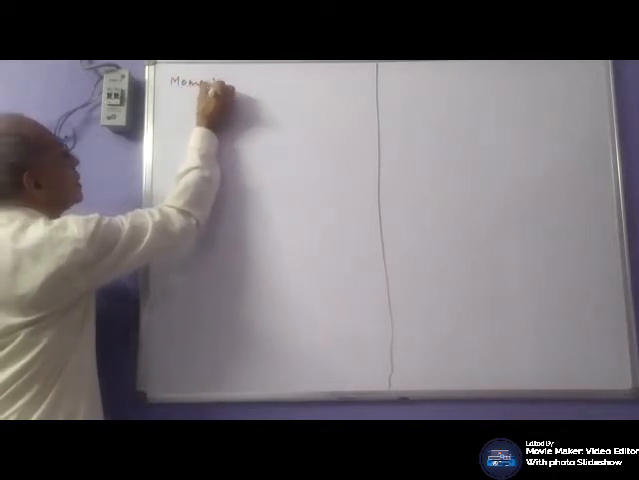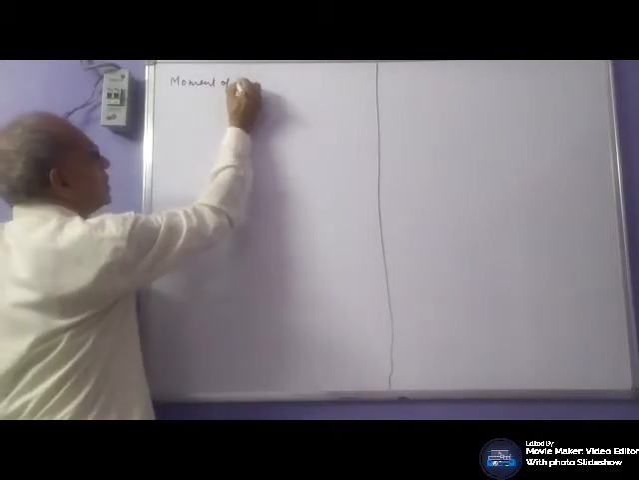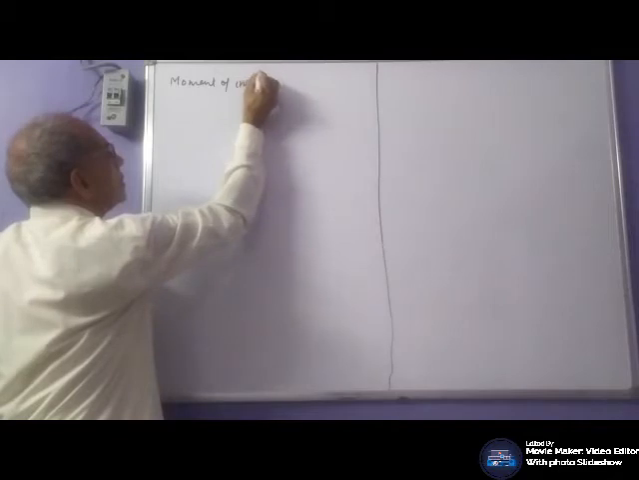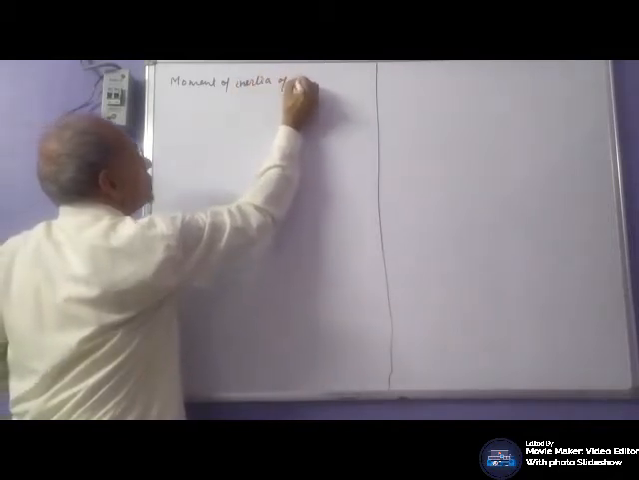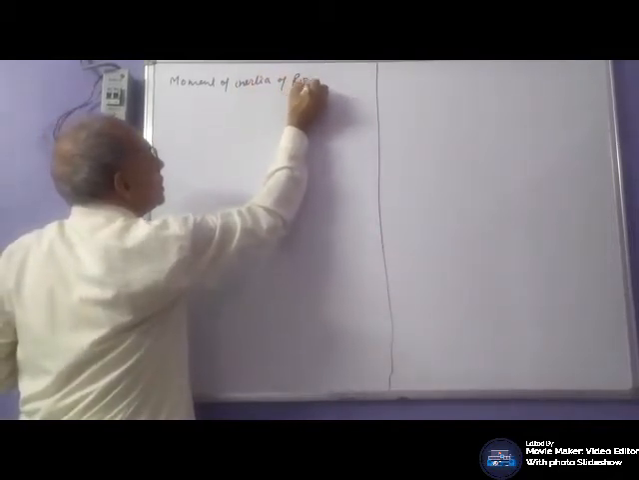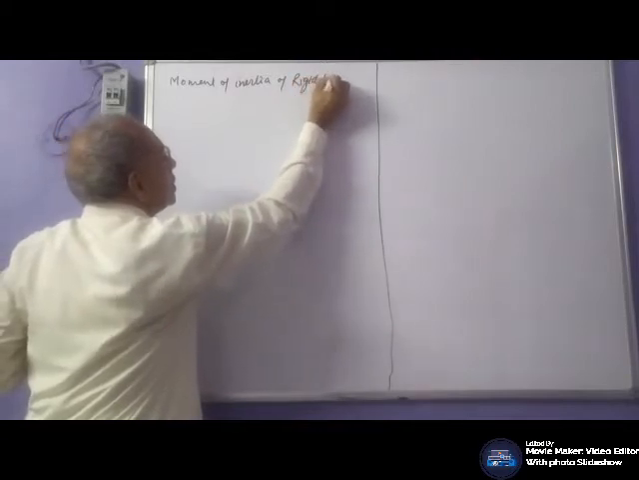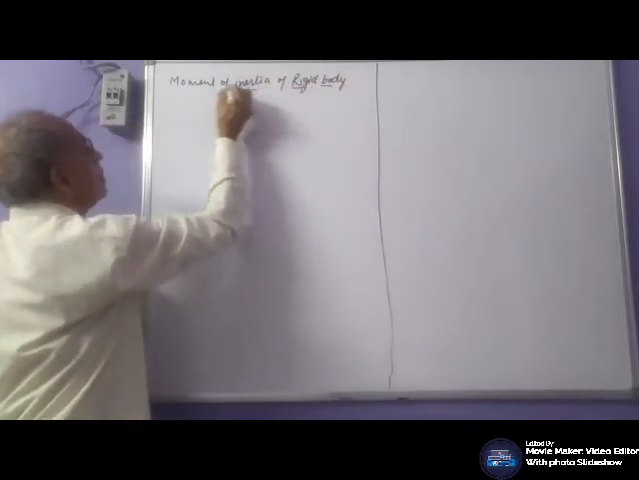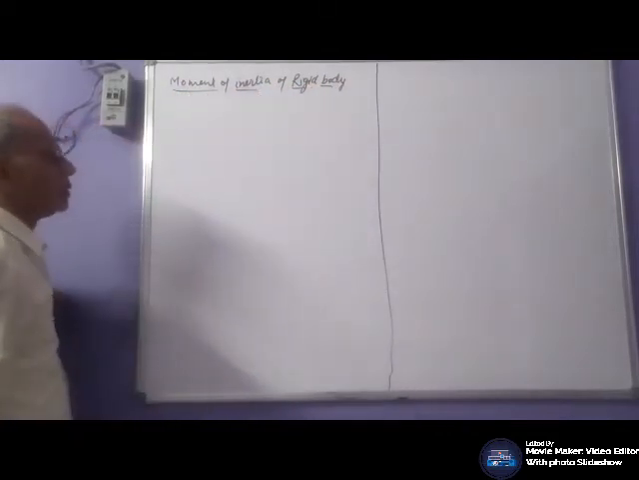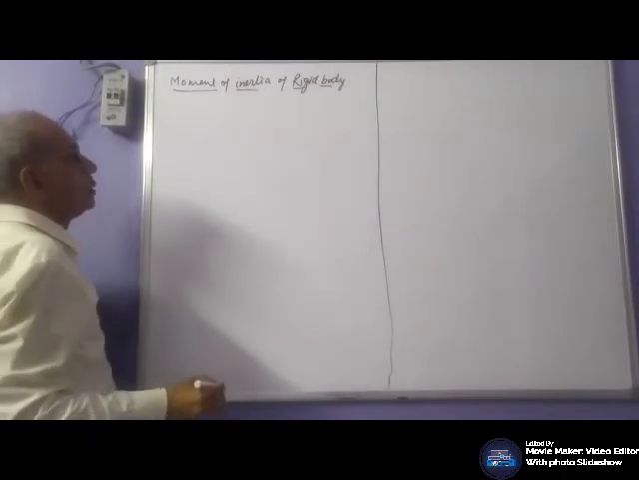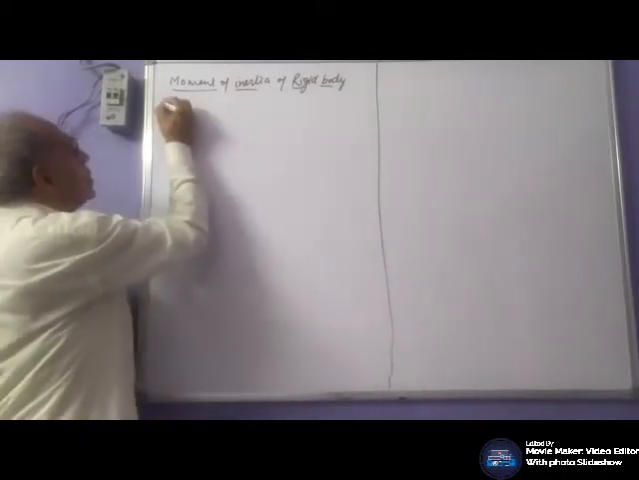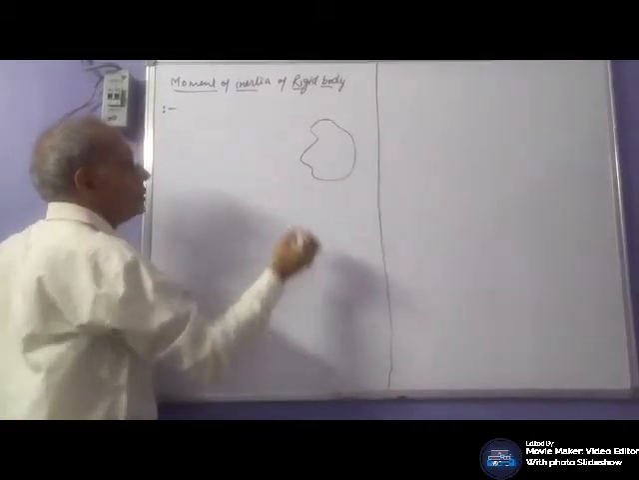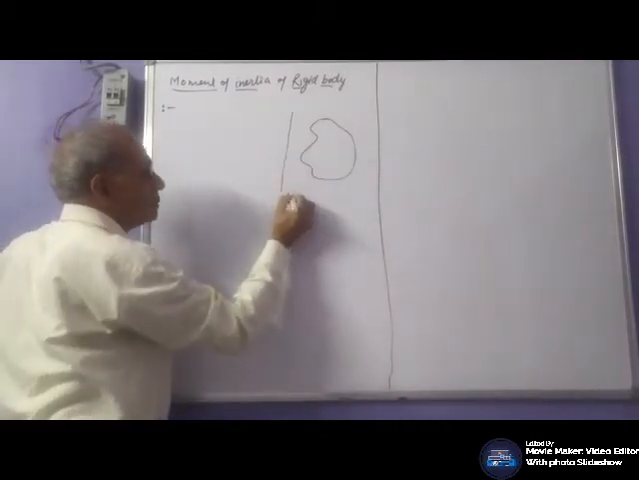Moment of inertia of rigid body. This is a rigid body. This is axis of rotation.